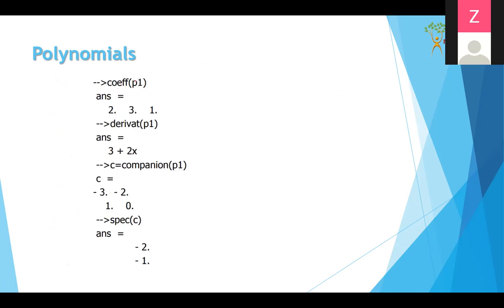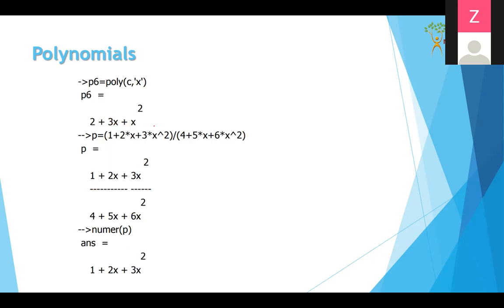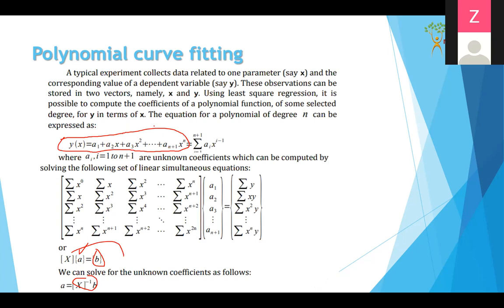We can pick up the coefficients from these polynomials. We can do the differentiation of these polynomials directly without writing even a single line of code. Just write derivative and P1, and the first order differential is found out. Do the division portion, do the numerical calculation. We can also do the curve fitting.